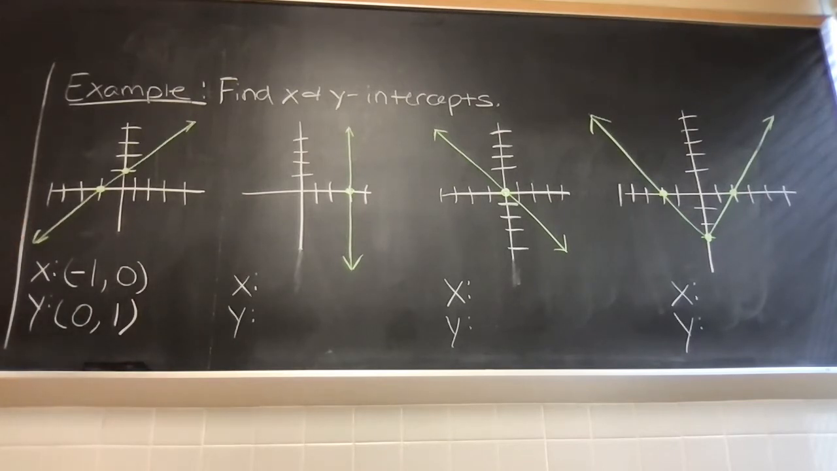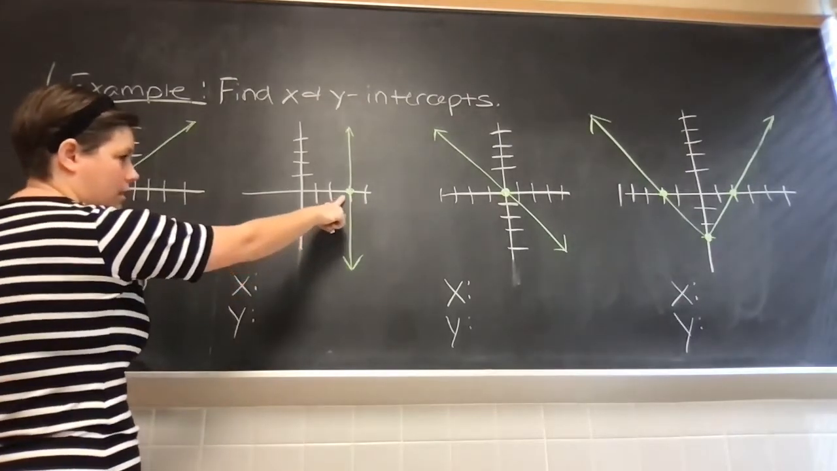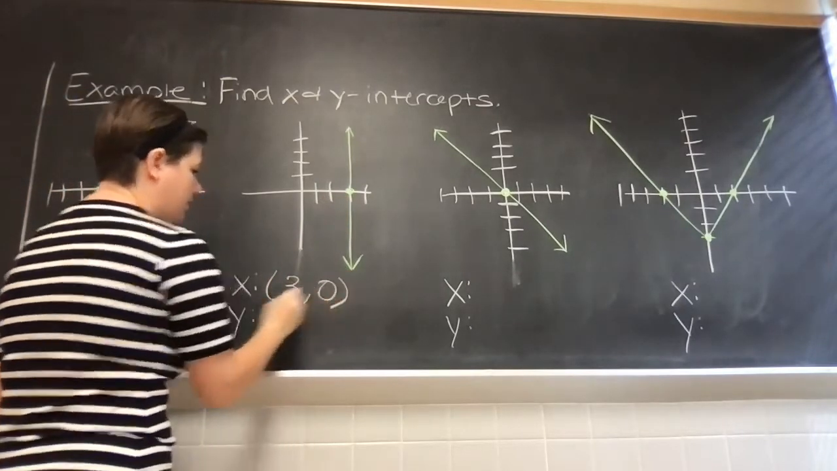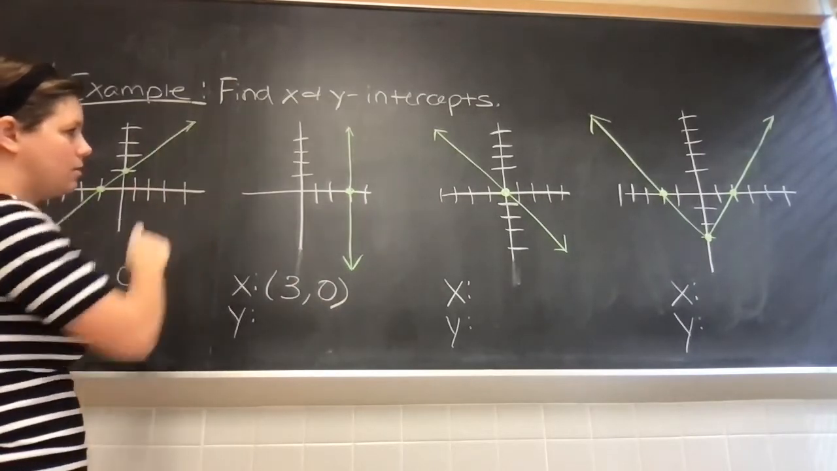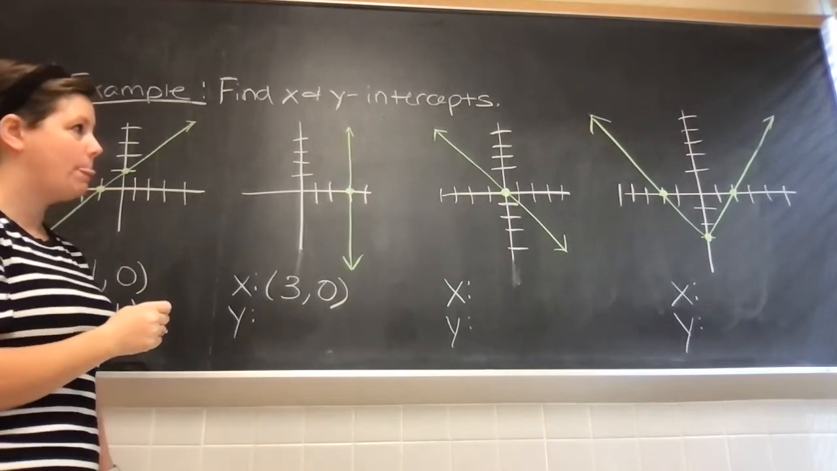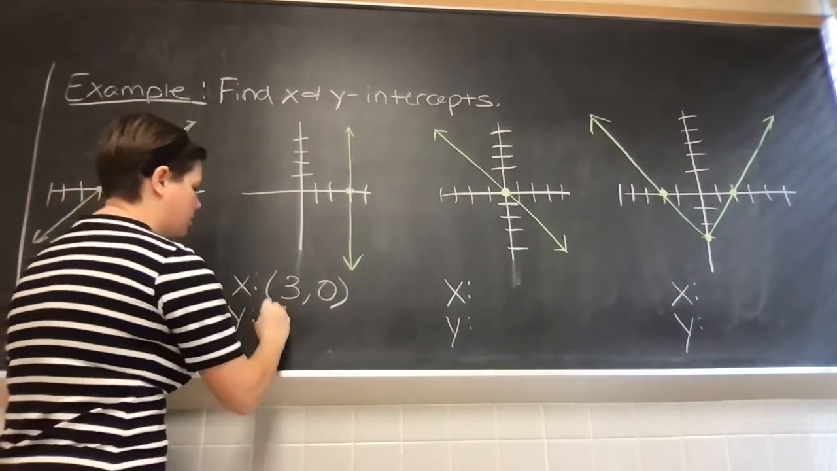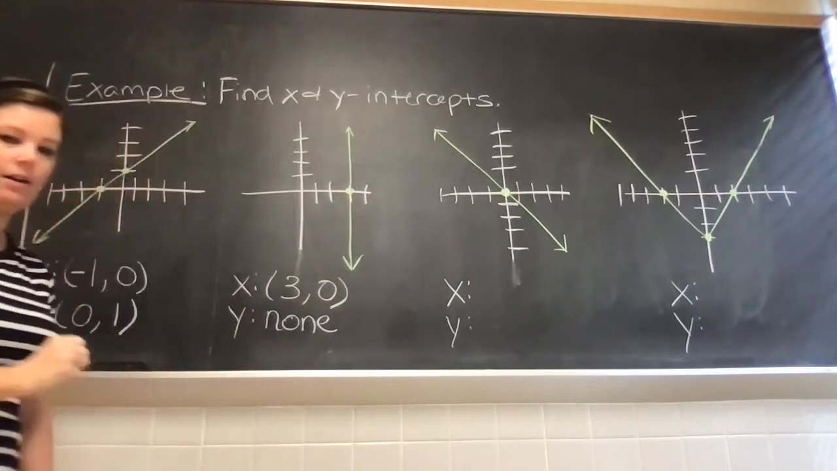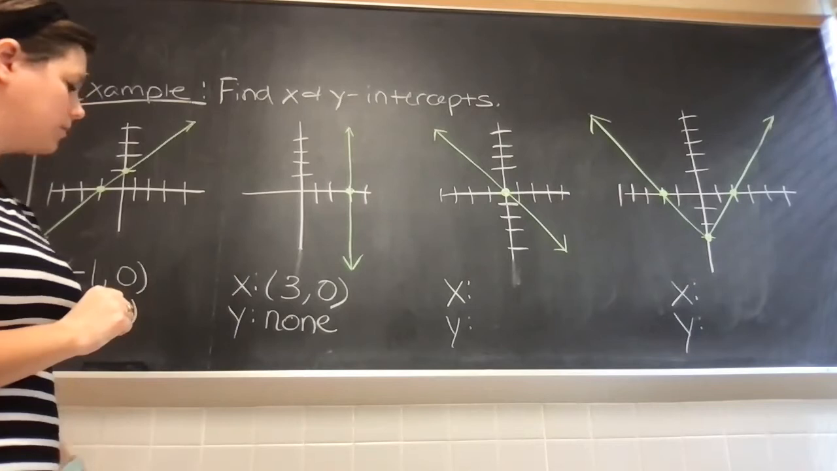We have a vertical line at x equals 3. So what is our x-intercept? Well, it intersects the x-axis at 3. So that is 3, 0. Now what is our y-intercept? Where does it cross the y-axis? Well, it doesn't, and it never will because it is a vertical line. So that means we have no y-intercepts. It will never cross.